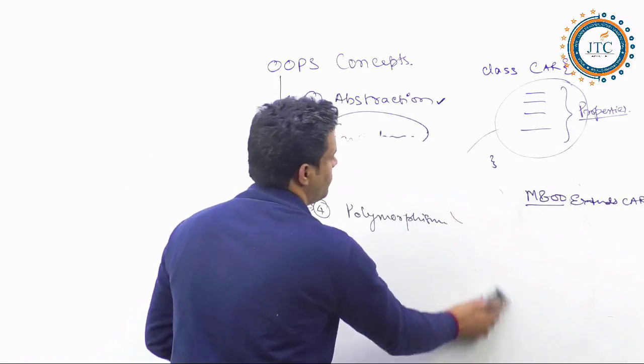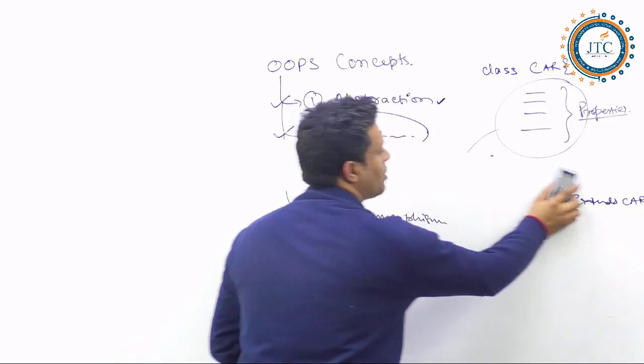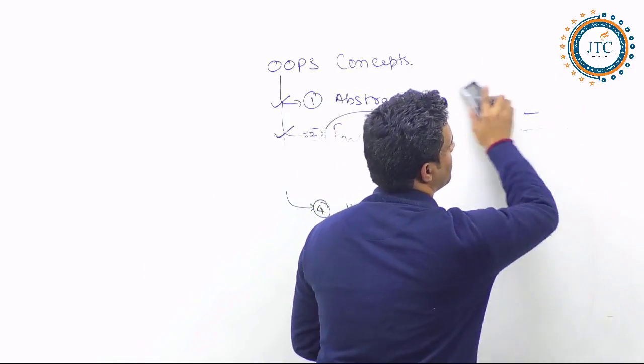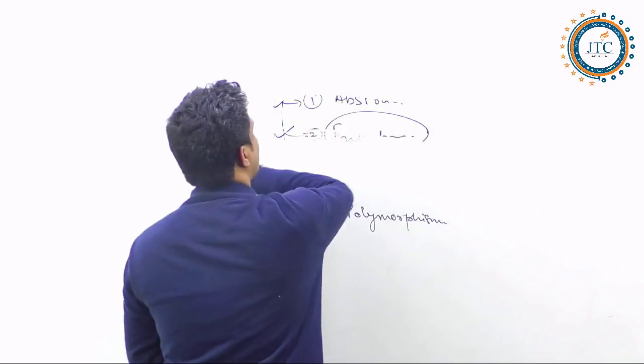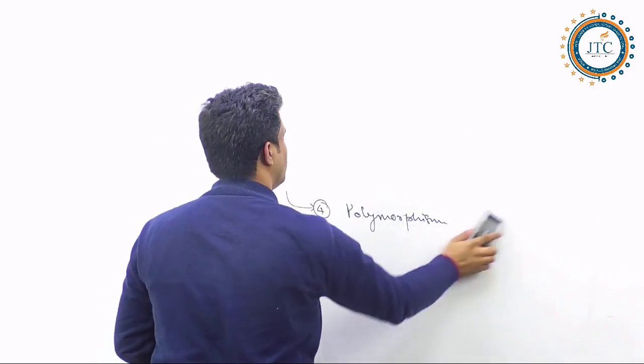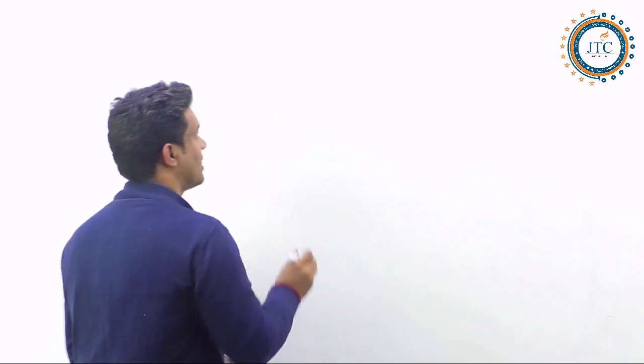Here again, now I'm talking about another concept. The concept I am talking about, let's say I am writing, is polymorphism. What is that I am writing now?